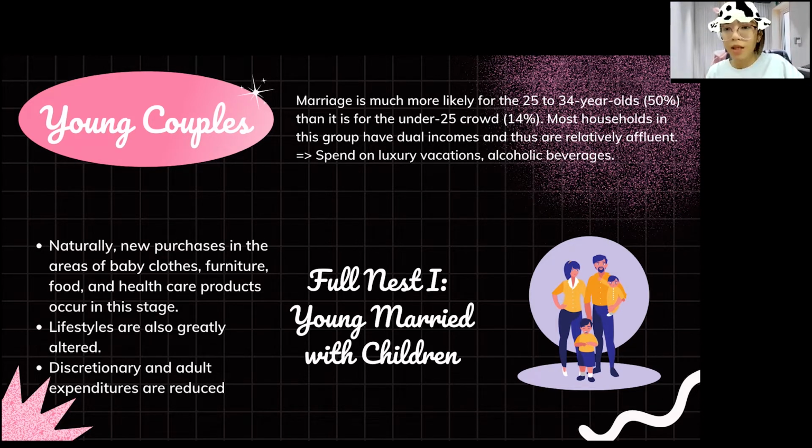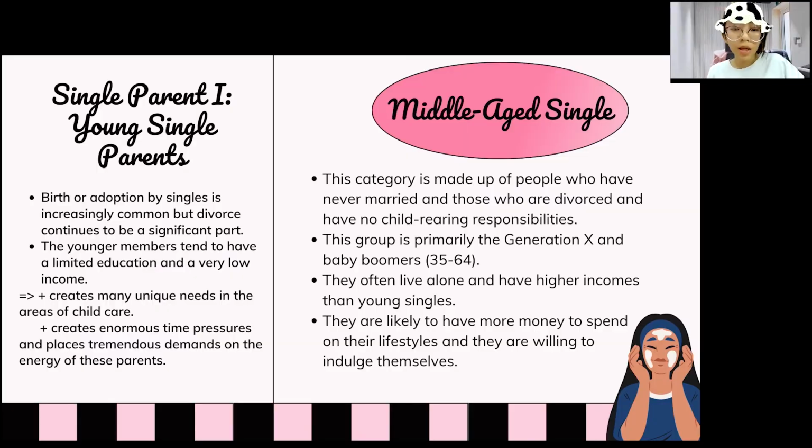The next group is full nest one, young married with children. Because they have children, naturally new purchases in the areas of baby clothes, furniture, food, and healthcare products occur in this stage. The next group is single parent one, about young single parents. Birth and adoption by singles is increasingly common. However, divorce continues to be a significant part of American society. The younger members of this group, particularly those who have never been married, tend to have a limited education and a very low income. So their purchases focus on getting by and on time- and energy-saving products and services that are not overly expensive.